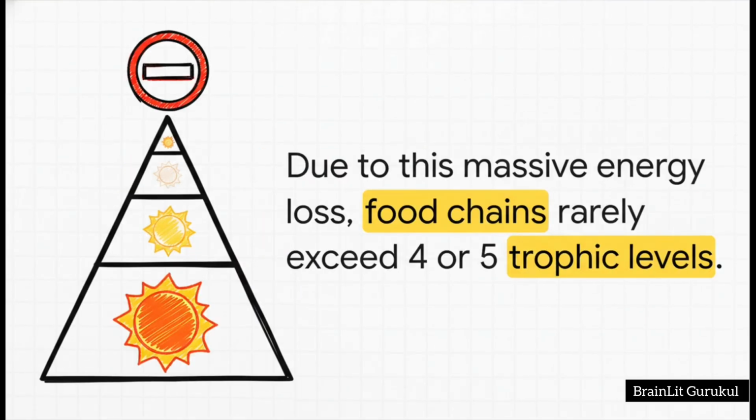And here is the so what for your exam. This is a golden nugget of information. Because of this massive energy loss at every step, there's just not enough energy left to support a 5th or 6th trophic level. The energy literally runs out. That's why you don't see food chains that are 10 steps long. It's a fundamental law of energy transfer.